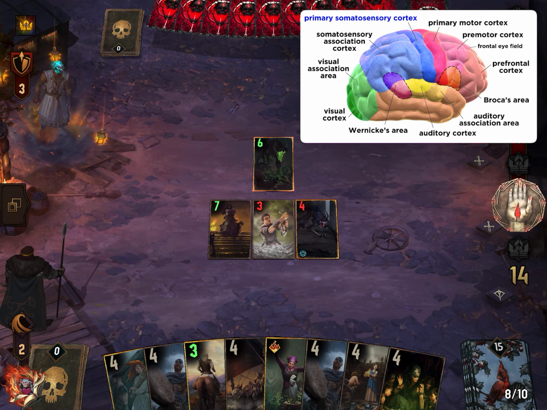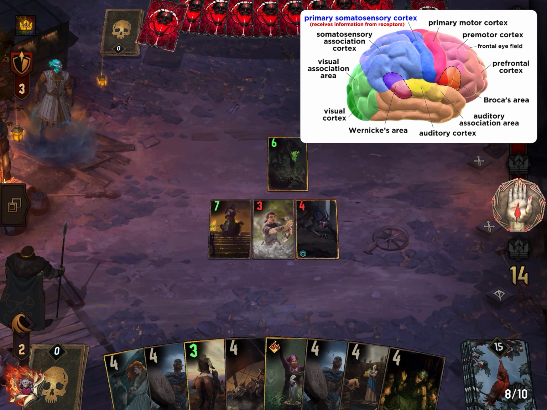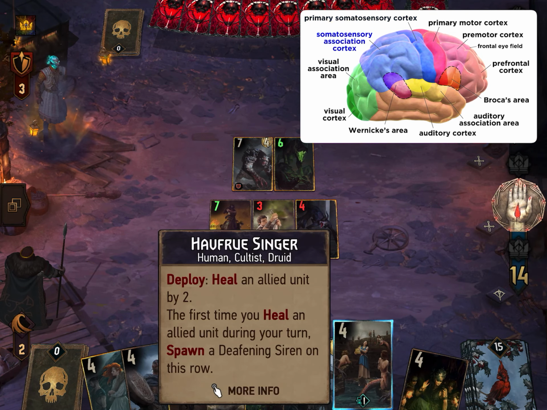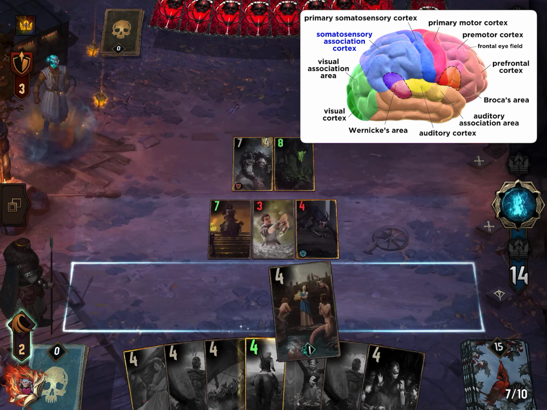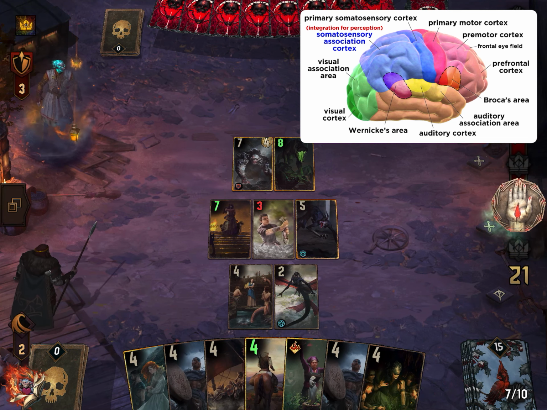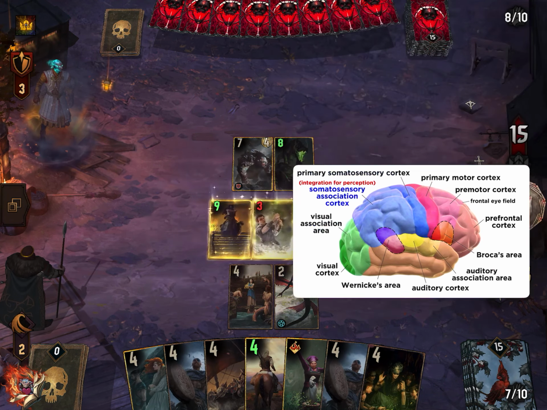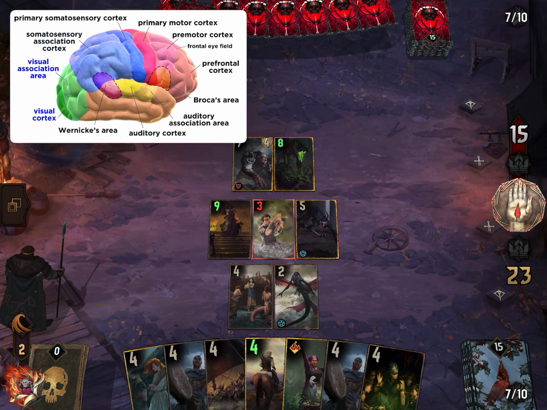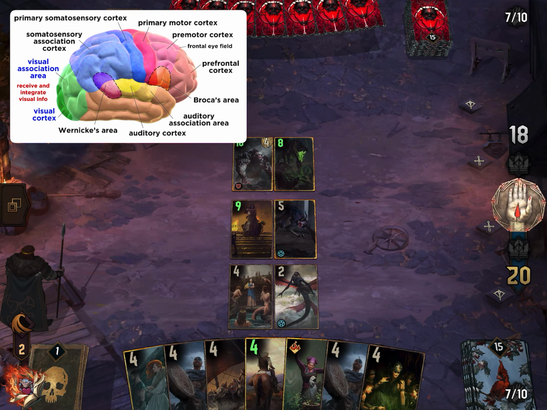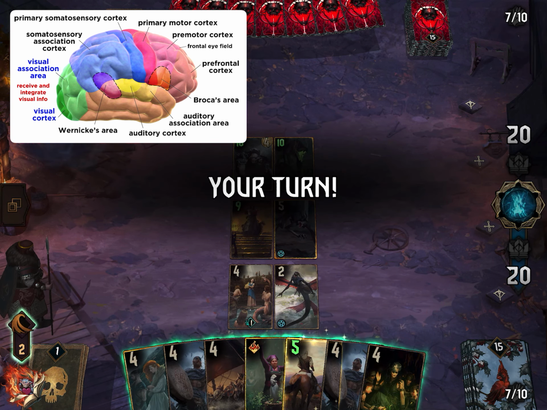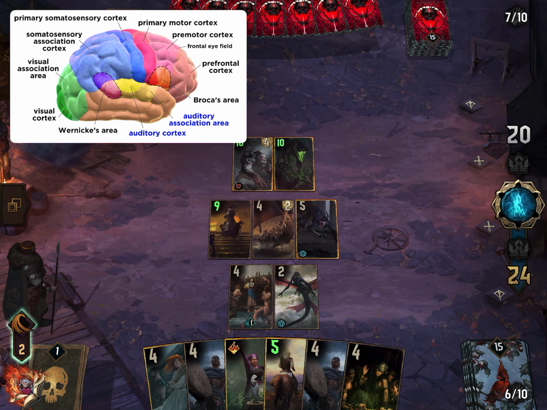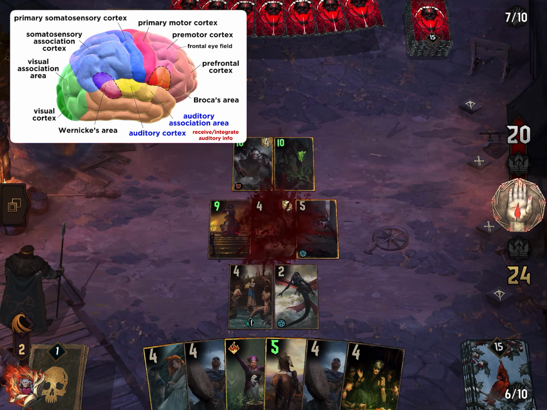The primary somatosensory cortex receives information from receptors in the skin and other areas. This information goes to the somatosensory association cortex, where it is integrated to produce a rational understanding of an object that is being perceived. The primary visual cortex and visual association area receive and integrate visual information. The primary auditory cortex and auditory association area do the same for auditory information.